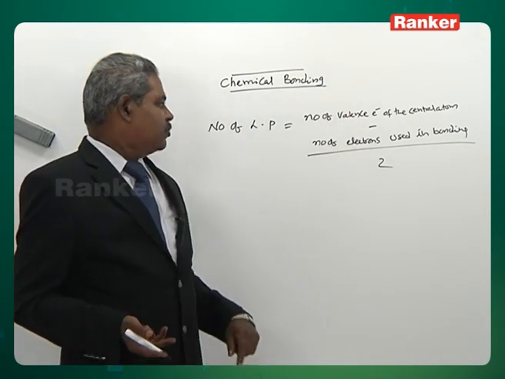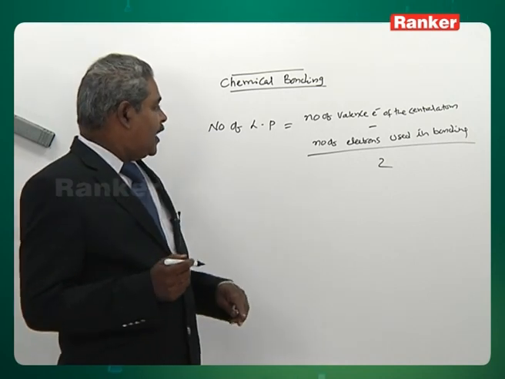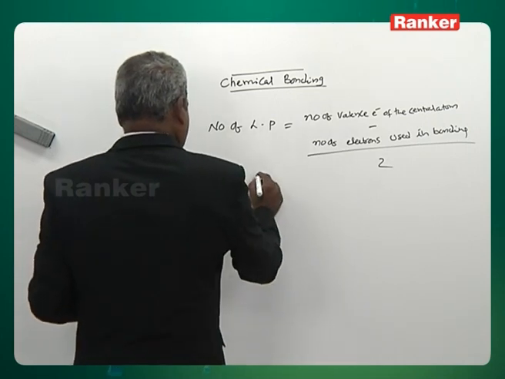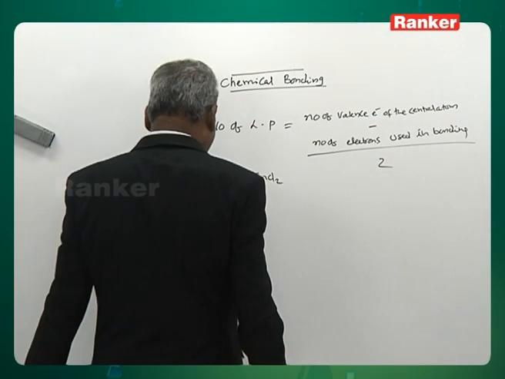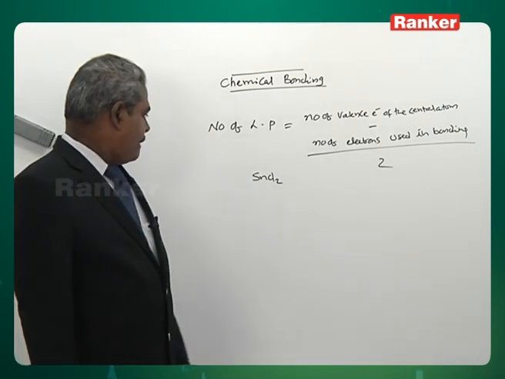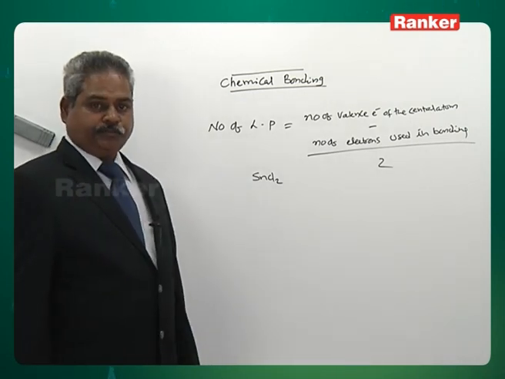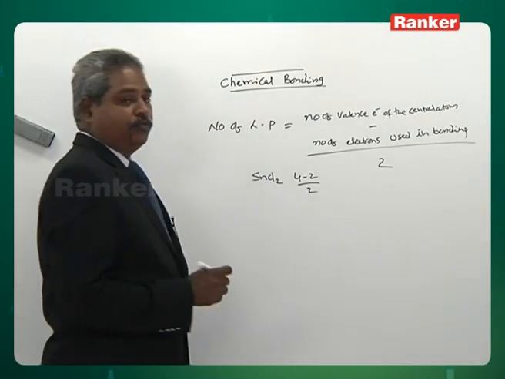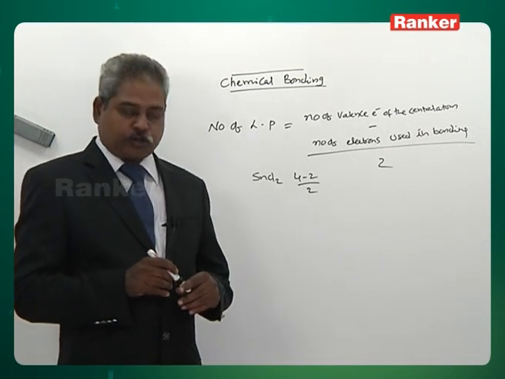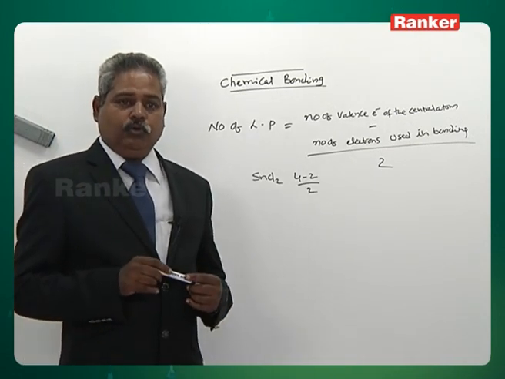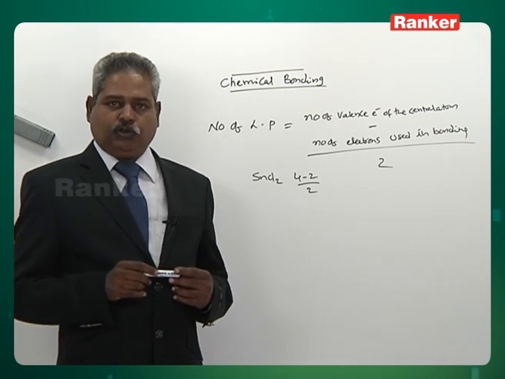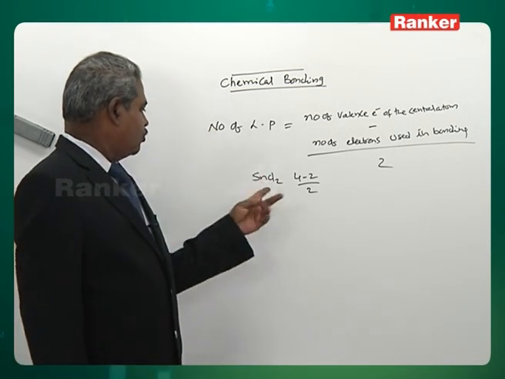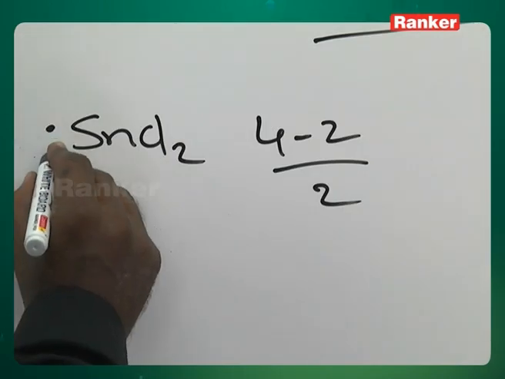Number of valence electrons, how many you have, and number of electrons used in bonding, how many you have used in bonding. For example, let me find out the lone pairs in SnCl2. 4 minus 2 by 2. Stannum belongs to fourth group. From the beginning of this topic, I have been warning you to know which element belongs to which group. The moment I say stannum, fourth group should come to your mind. SnCl2, 4, 2. So there is a lone pair. 4 minus 2 by 2, 1 lone pair.